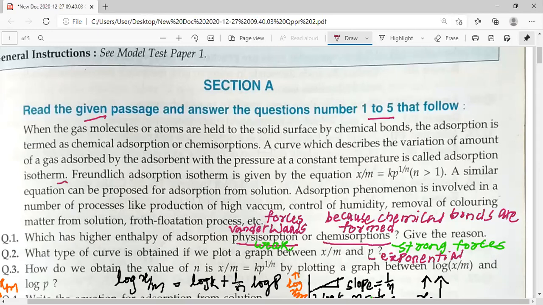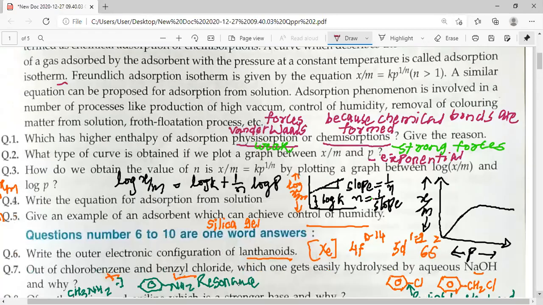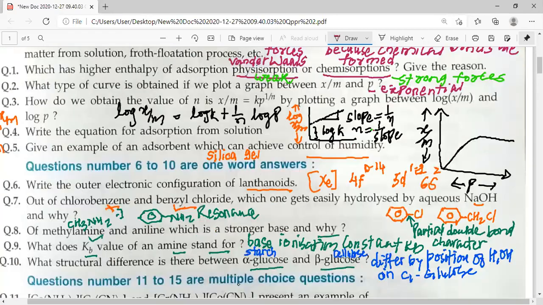Freundlich adsorption isotherm is given by the equation x by m is equal to k into p to the power 1 upon n, where n is greater than 1. A similar equation can be proposed for adsorption from solution. Adsorption phenomena is involved in a matter from solution, froth flotation process, etc. So now, my dear students, let us look at the various questions.